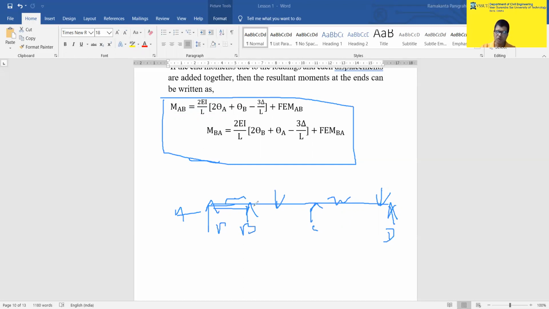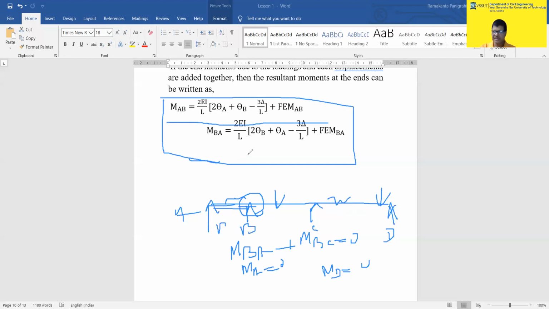If we find the moments, then for continuity the total moment at the joint will be 0. That means the joint equilibrium equation will be MBA plus MBC is equal to 0. And because A is simply supported, I can find MA is equal to 0. And D is simply supported, so MD is equal to 0. And MCB plus MCD is 0. So in this way, I can find the joint equilibrium equations to solve the problem. For each span, you have to calculate the values using these equations. So that is very important.